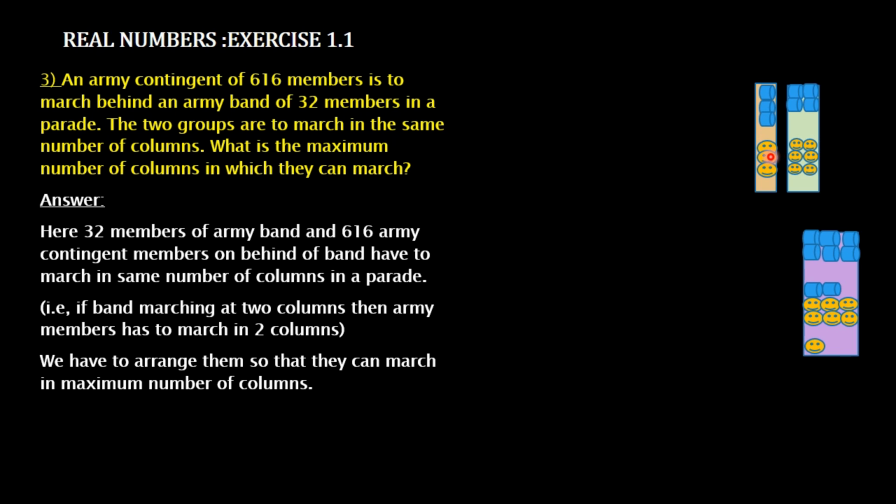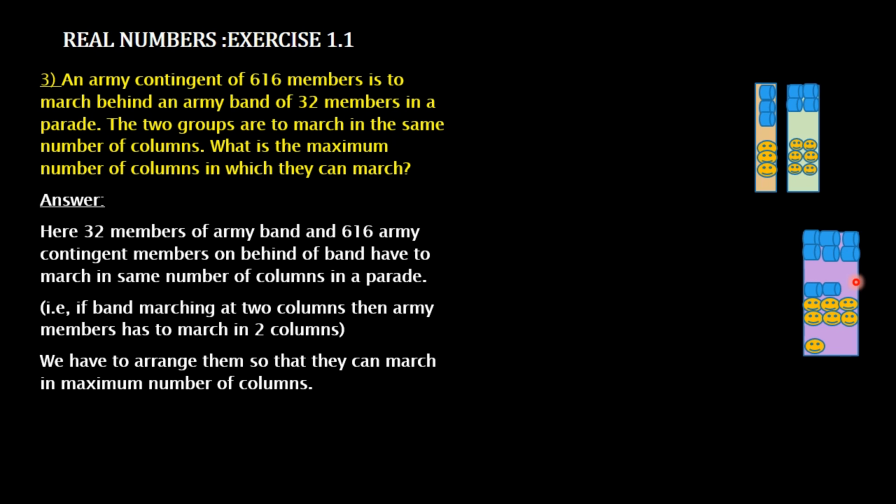Or another arrangement is that we can arrange them in double columns. That is, 32 members are arranged in double columns, then we have 16 rows, and 616 army members are arranged in double columns, we have 2 members each and 308 rows will be here. Okay. Then what happens when we arrange them in 3 columns?